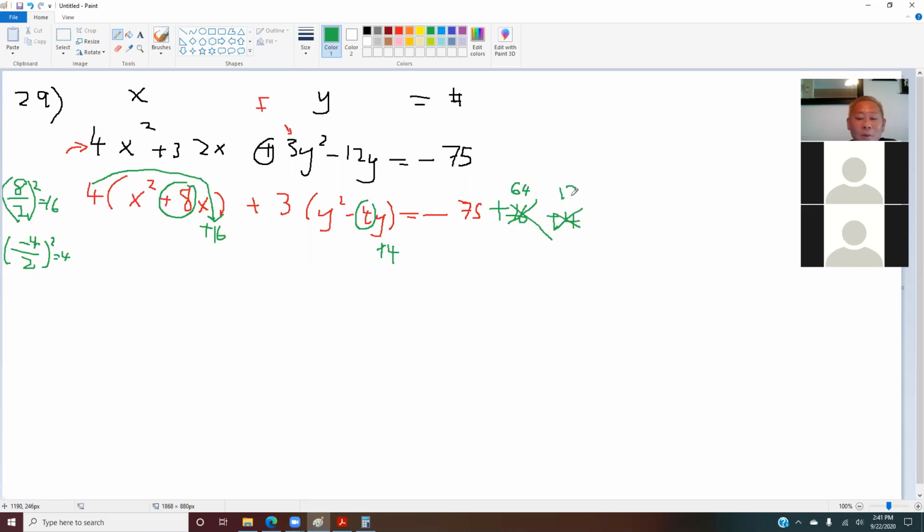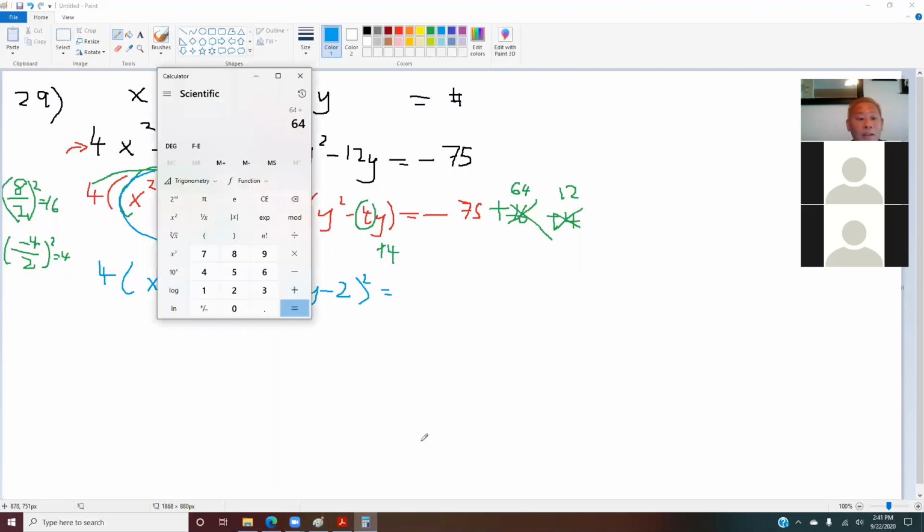12, yes. And 12 came from 3 times 4 here. And then I've told you that these 3 terms are a special trinomial. So you still have the 4 in front. X plus half of 8, which is 4, squared, plus 3 times y minus half of 4, which is 2. And then you just need to use a calculator to add them up. So it's 64 plus 12 minus 75. This is exactly 1.